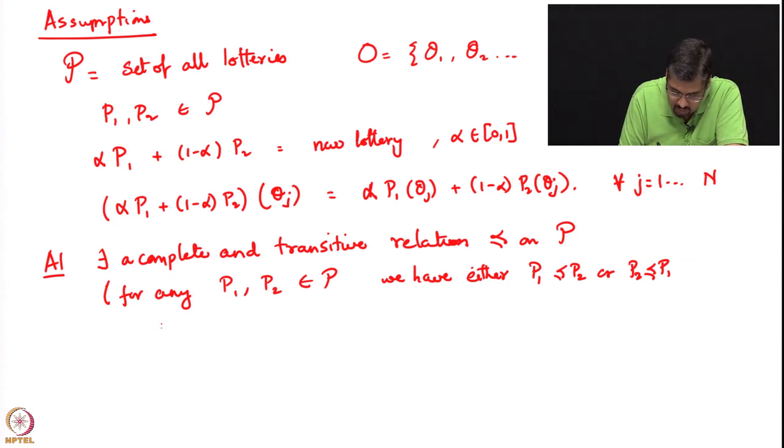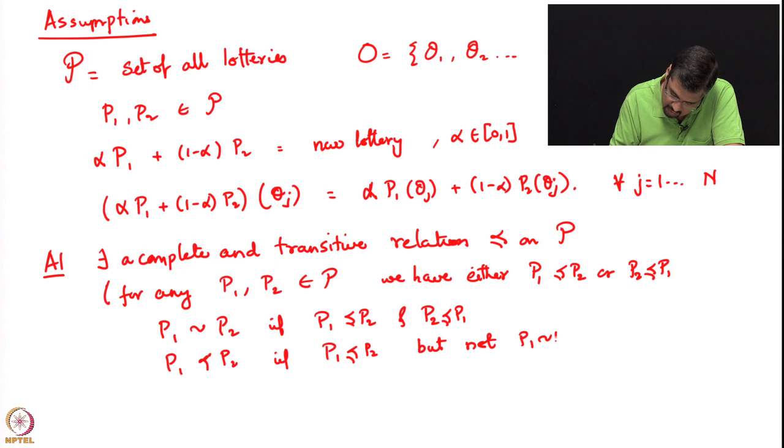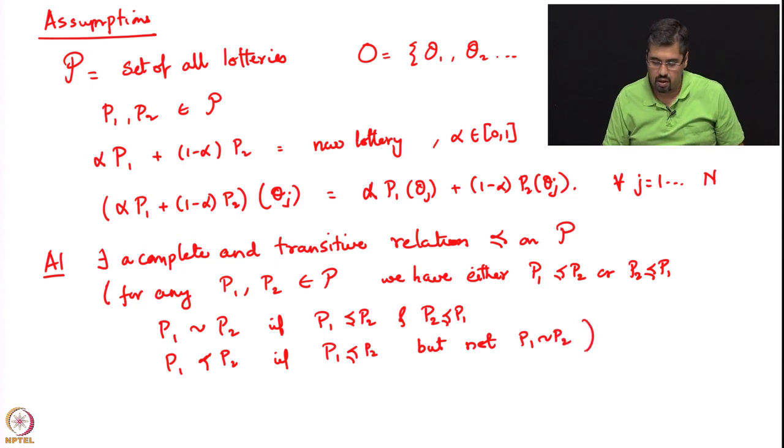We will also say that P1 tilde P2, or P1 is equivalent to P2, if both of these are true: P1 is less than or equal to P2 and P2 is less than or equal to P1. We will use the notation that P1 is strictly less than P2 if P1 is less than or equal to P2, but P1 is not tilde P2. One should think of this relation in the following way. This is like a less than or equal to, this is like an equal to, and this is like a strict less than sign. So the first assumption, assumption A1, says that there exists such a complete and transitive relation.